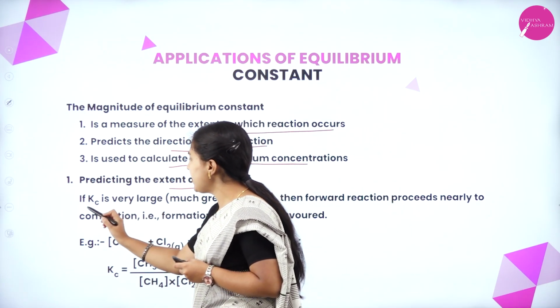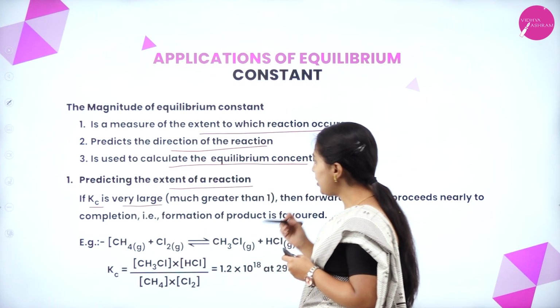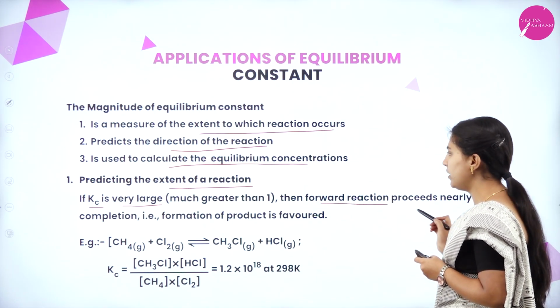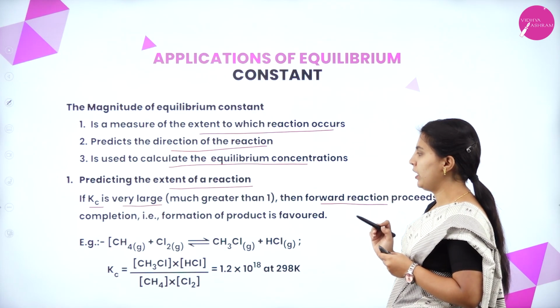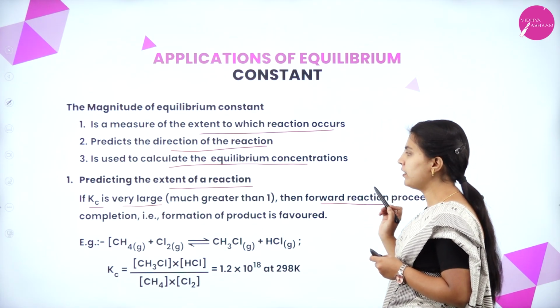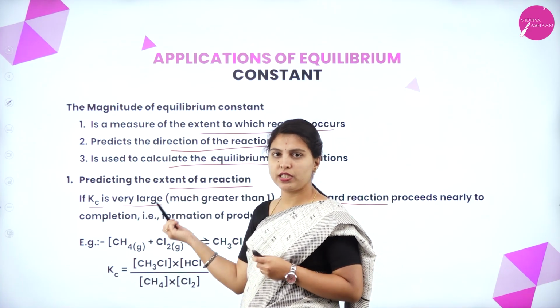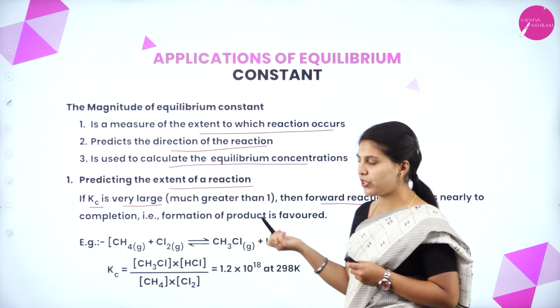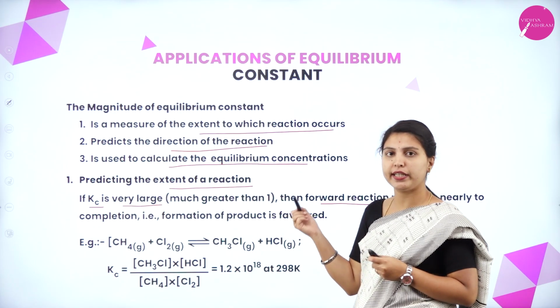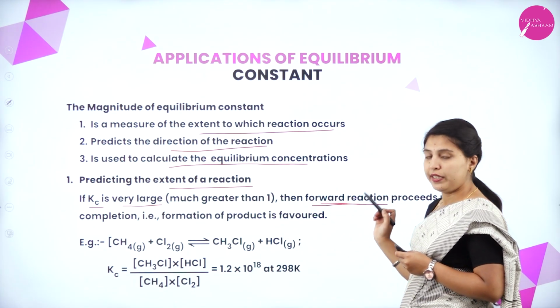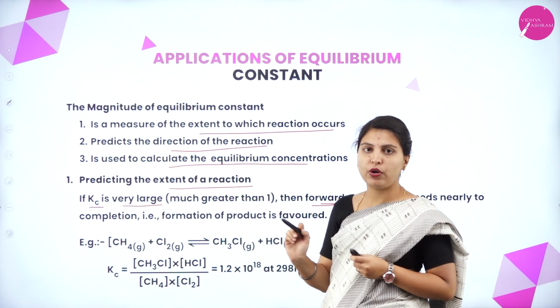If Kc is very large, much greater than 1, then the forward reaction will proceed nearly to completion. That is, formation of product is favored. Once again, if Kc, the equilibrium constant of concentrations, is very large or much greater than 1, the forward reaction will proceed till the product is formed.